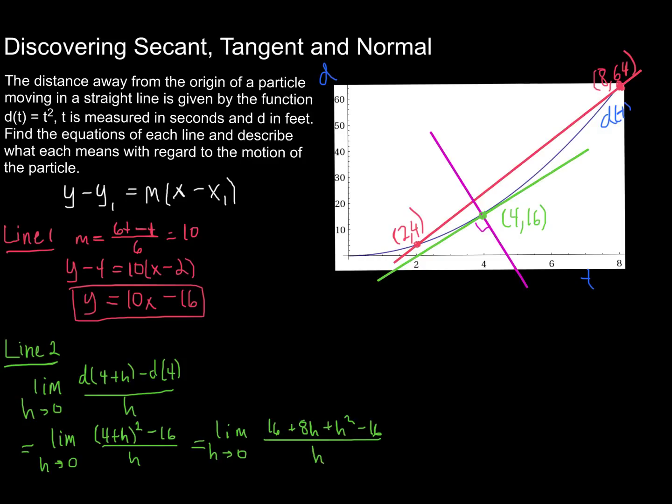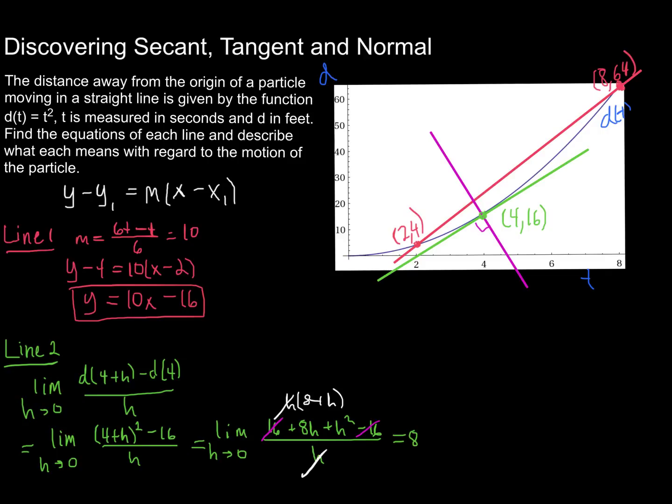And here I'm just going to go ahead and note that we have 16 minus 16, which is 0. And I'm going to rewrite 8h plus h squared by factoring out an h, since that's what we wanted to begin with. So it's going to be h times 8 plus h. And there we can now cancel. So I just have the limit as h approaches 0 of 8 plus h. Substitute in, and we get that this is equal to 8. So that is our slope.